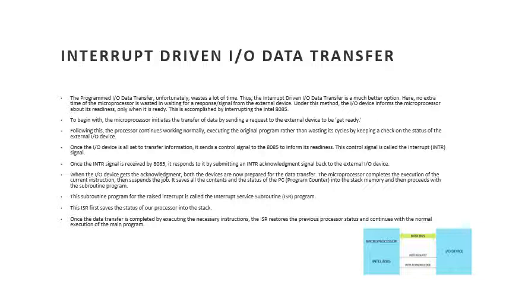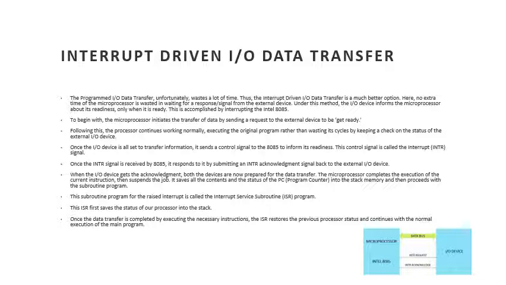Once the INTR interrupt signal is received by the 8085, it responds by sending an INTR acknowledge signal back to the external I/O device. When the I/O device gets the acknowledgement, both devices are now prepared for data transfer. The microprocessor completes the execution of the current instruction, then suspends the job.